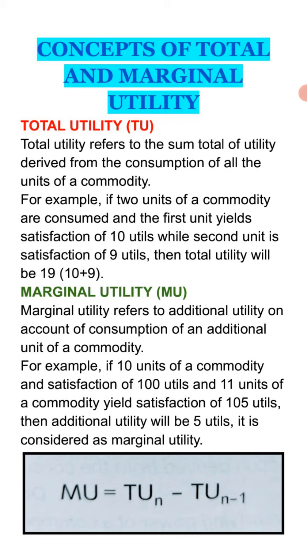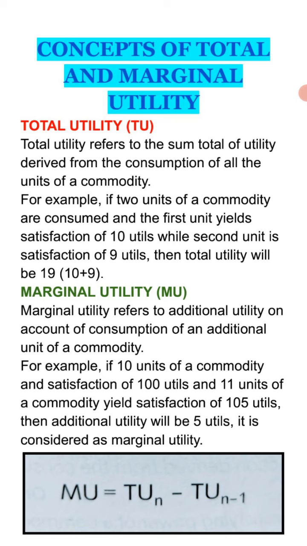So it refers to the sum total of utility derived, that means received, from the consumption of all units of a commodity. When we have consumed different units of a commodity, whatever the total satisfaction will be, that will be considered as the total utility. You can see an example: a particular person is using 2 units. By using the first unit, he is getting the satisfaction of 10 utils, and by using the second unit, he is getting the satisfaction of 9 utils. So in this condition, the total utility will be 10 plus 9 equals 19 utils.